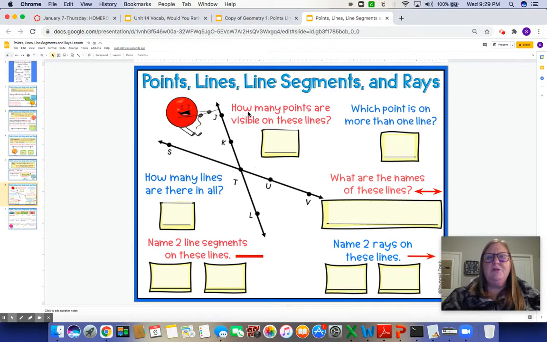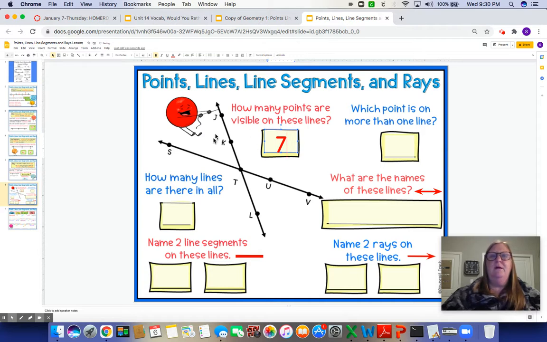So the first question says, how many points are visible on these lines? And visible means that we can see. So I always start on one line and try to count the ones I see. So I see 1, 2, 3, 4. All of those are points. 5, 6, 7. So there are 7 points on both of these lines, right?